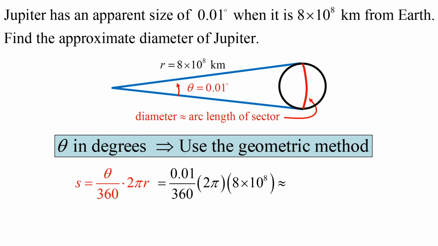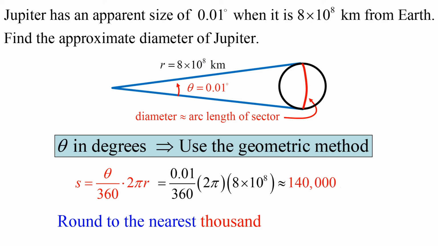139,626.3402. And did they tell me what to round to? They did not. So how about we round that to the nearest thousand, because this is a really rough estimate. So that's about 140,000 kilometers. 140,000 kilometers. And that is how you do an apparent size problem.